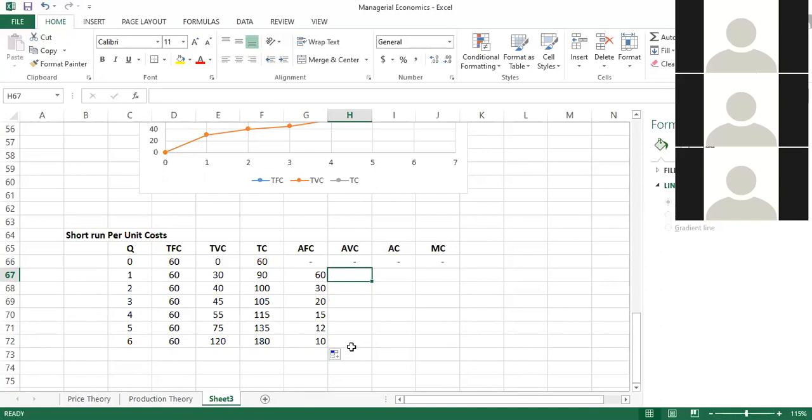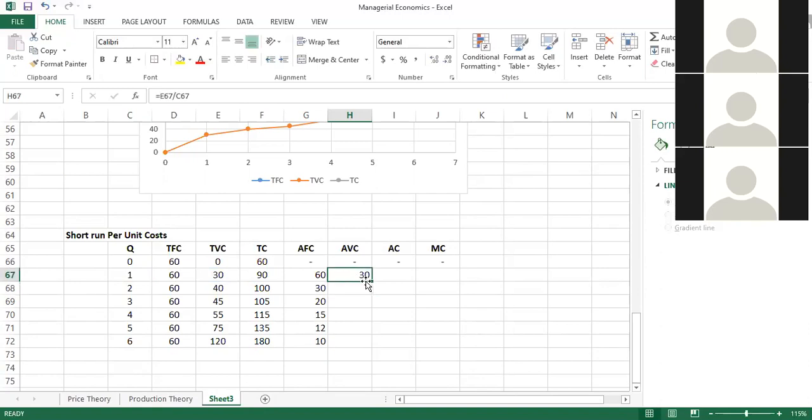Exactly. Other average cost curves, what will happen? They will decrease only up to a certain point. After that, they will start to increase, right? So what is the meaning of average variable cost? How do you calculate average variable cost? TVC divided by quantity. That is the total variable cost divided by quantity. The meaning is variable cost per unit.